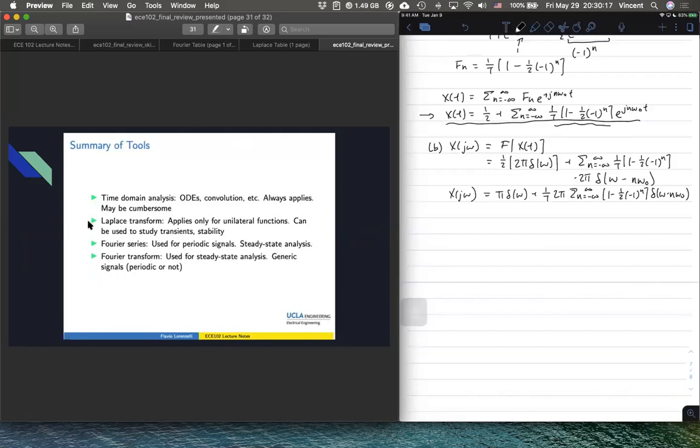Then we introduced the Laplace transform. This works for unilateral functions, meaning that it only exists for time greater than 0. It can be used to study transients and stability. We talked about the S-plane and how to determine if something is stable based on the location of the poles. And then we introduced Fourier series and transform. Fourier series can be used only for periodic signals, while Fourier transform is more general. It can be used for any finite signals. They're both used for steady state analysis, and generic signals.